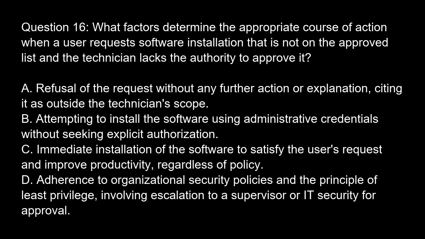Question 16. What factors determine the appropriate course of action when a user requests software installation that is not on the approved list and the technician lacks the authority to approve it? Option A. Refusal of the request without any further action or explanation, citing it as outside the technician's scope. Option B. Attempting to install the software using administrative credentials without seeking explicit authorization. Option C. Immediate installation of the software to satisfy the user's request and improve productivity, regardless of policy. Option D. Adherence to organizational security policies and the principle of least privilege, involving escalation to a supervisor or IT security for approval.